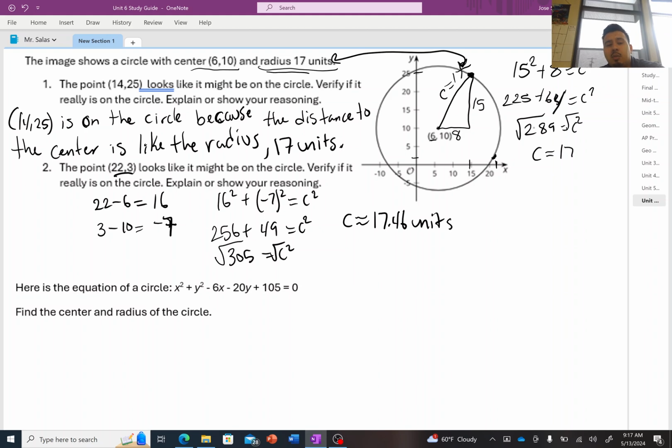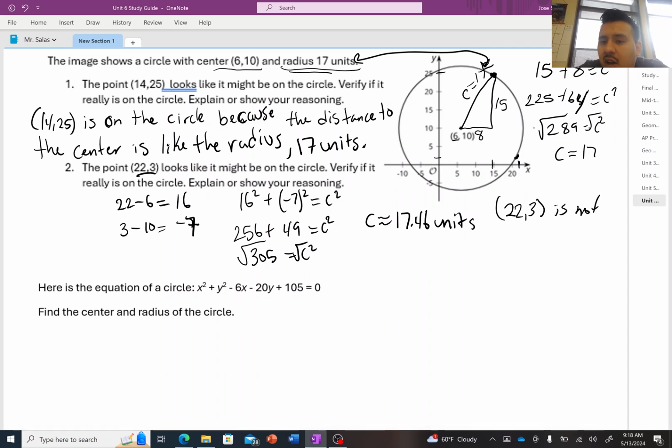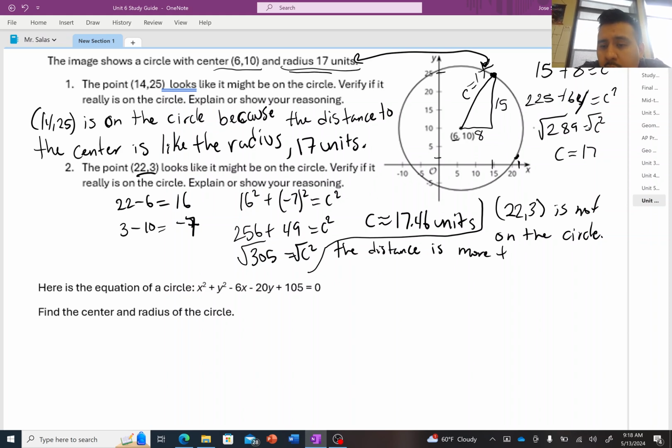So is this point on the circle? Well, we can say (22, 3) is not on the circle. And then we can say the distance is more than 17 units.